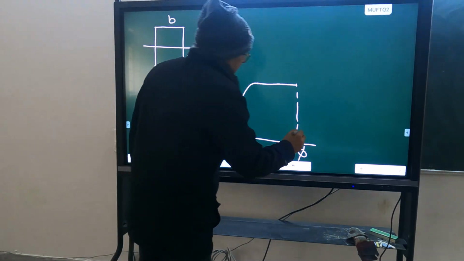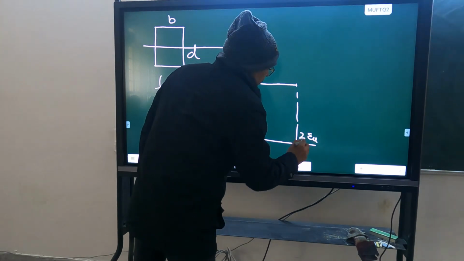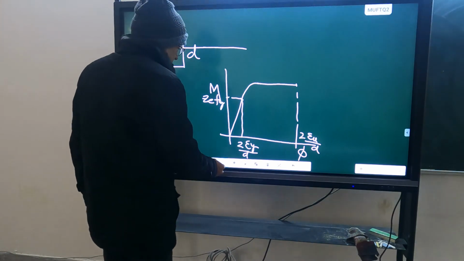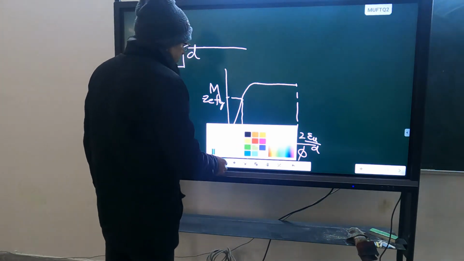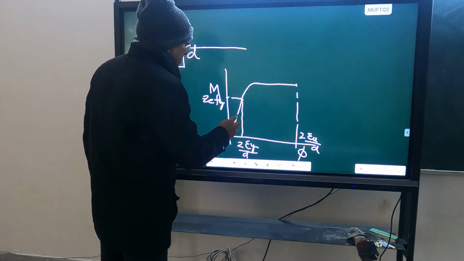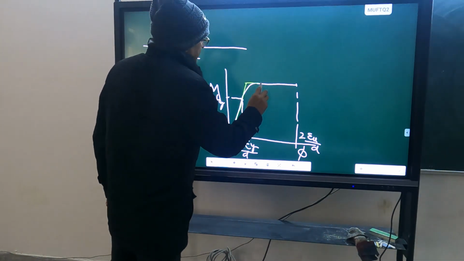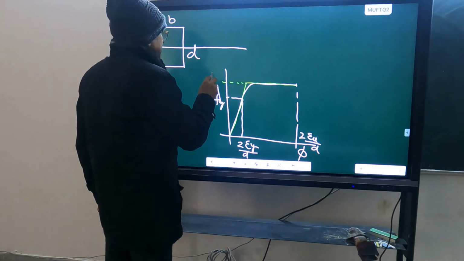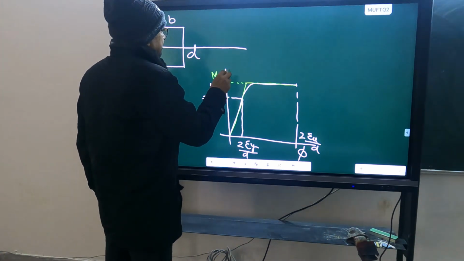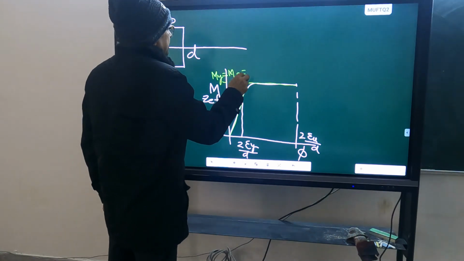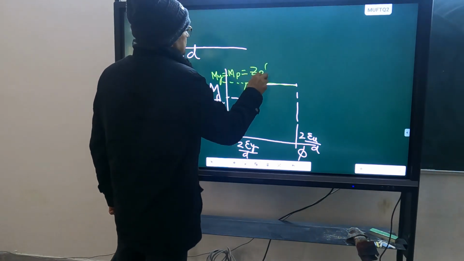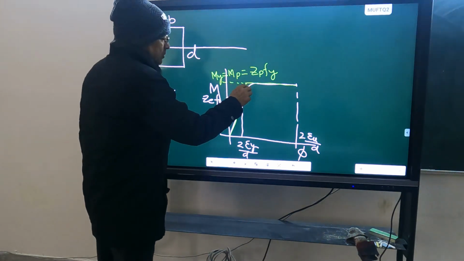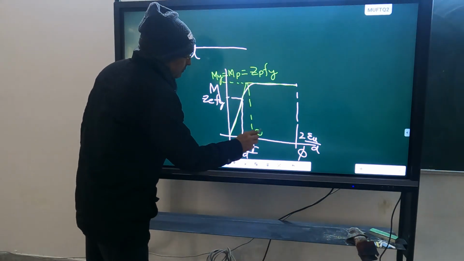Phi y dash is 2 epsilon y by d, and phi u was 2 epsilon u by d. Okay, and then we replaced it by an equivalent bilinear curve like this, where this moment My we have taken equal to Mp, and that is Zp into Fy.